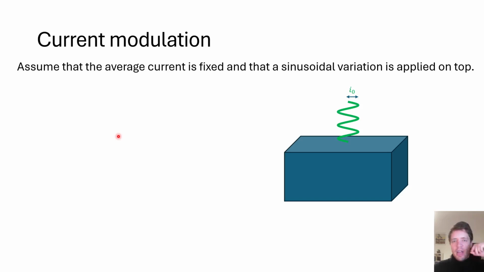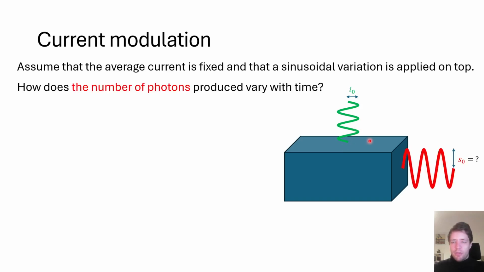But what happens if we're actively modulating the current that we're sending in, like switching it on and off, or maybe just having a sinusoidal variation of the current? What impact does that actually have on the variation in the number of photons coming out? To analyze this, we can imagine that the variation of the current is also a sinusoidal function, and the same thing for the output number of photons.